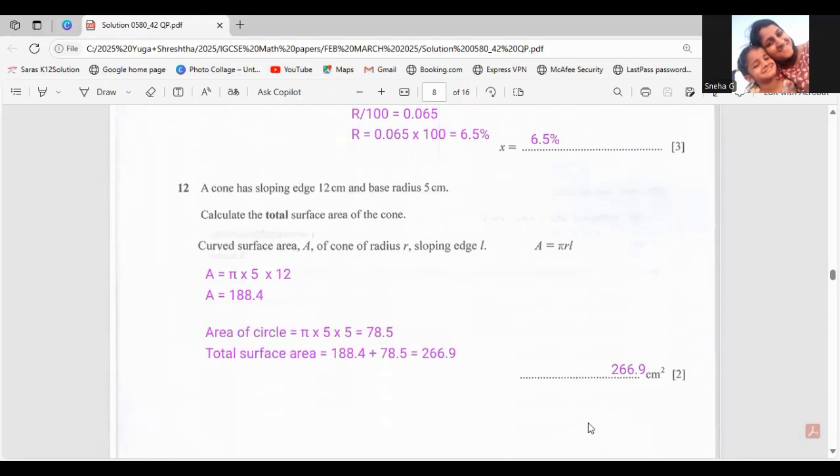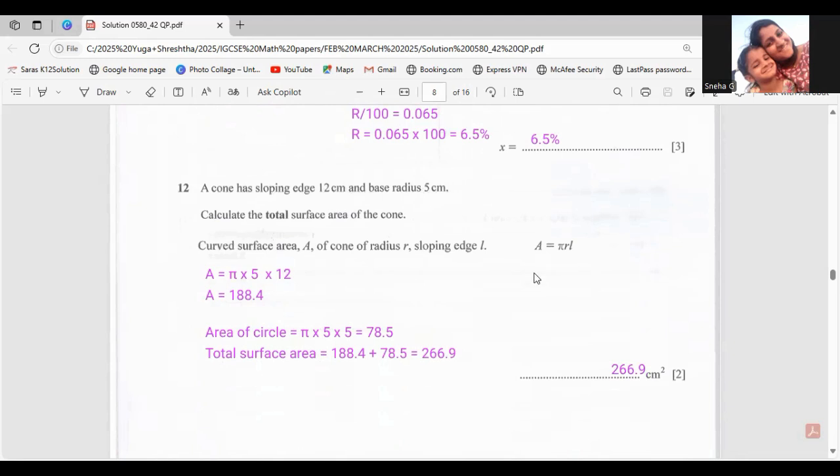Moving further to question number 12. A cone has a sloping edge of 12 centimeter and base radius 5 centimeter. Calculate the total surface area of the cone. Curved surface area A of the cone, with radius R and sloping edge L, is A equal to pi RL. The formula is also given to us.